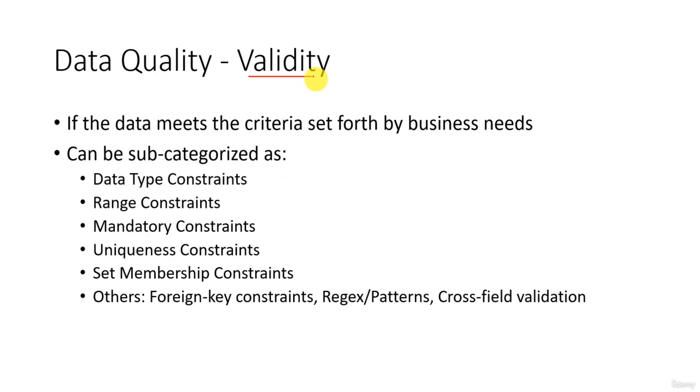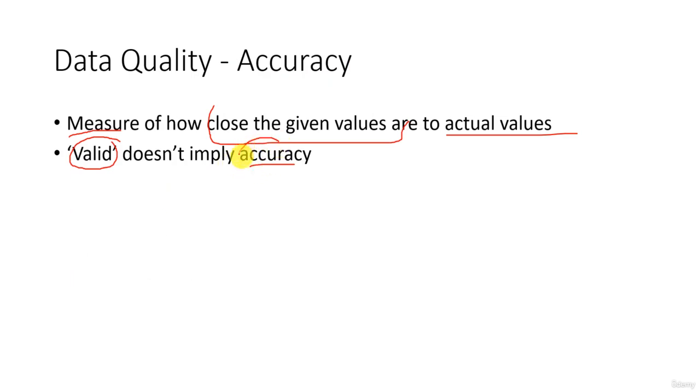Previously we talked about validity. Even if our data is valid, meaning it meets all of these constraints, it does not imply our data is accurate. So having accuracy is a completely different topic. Accuracy means whether our data that has been measured, or predicted by our model, is accurate or not.